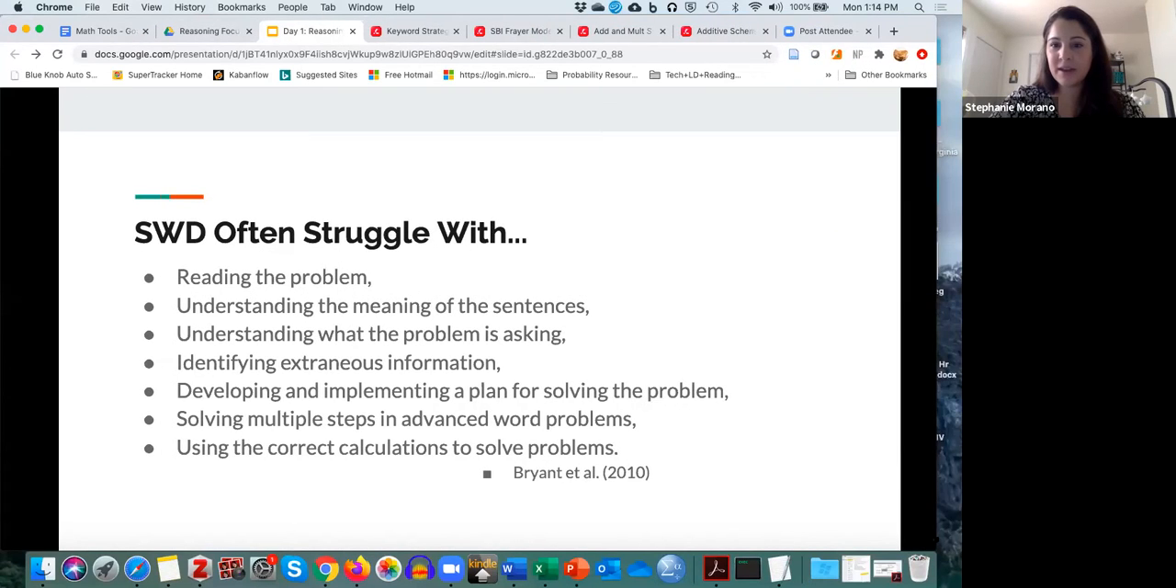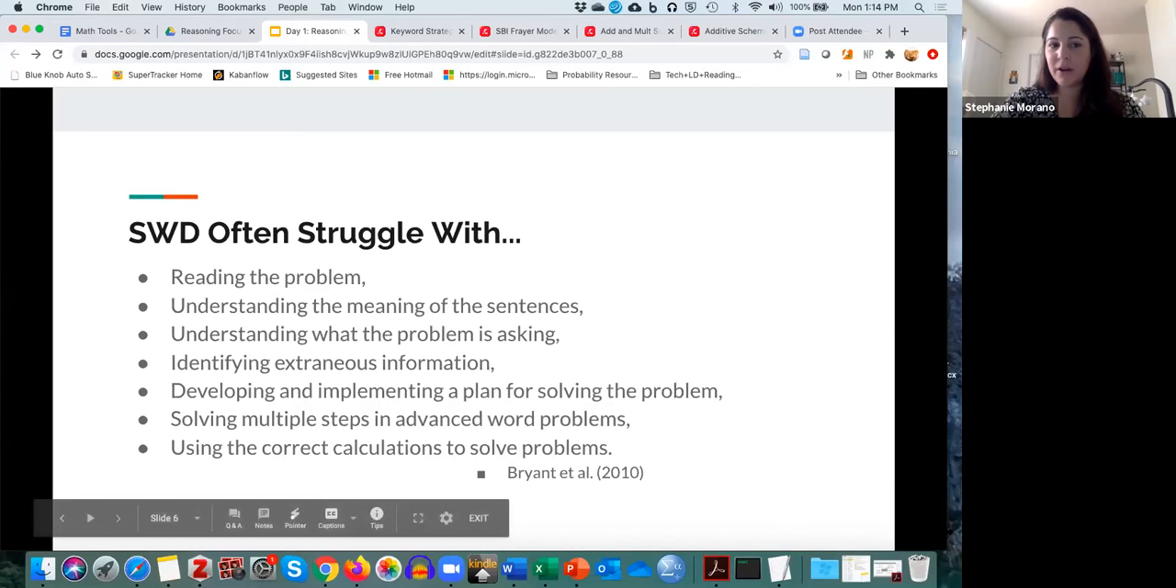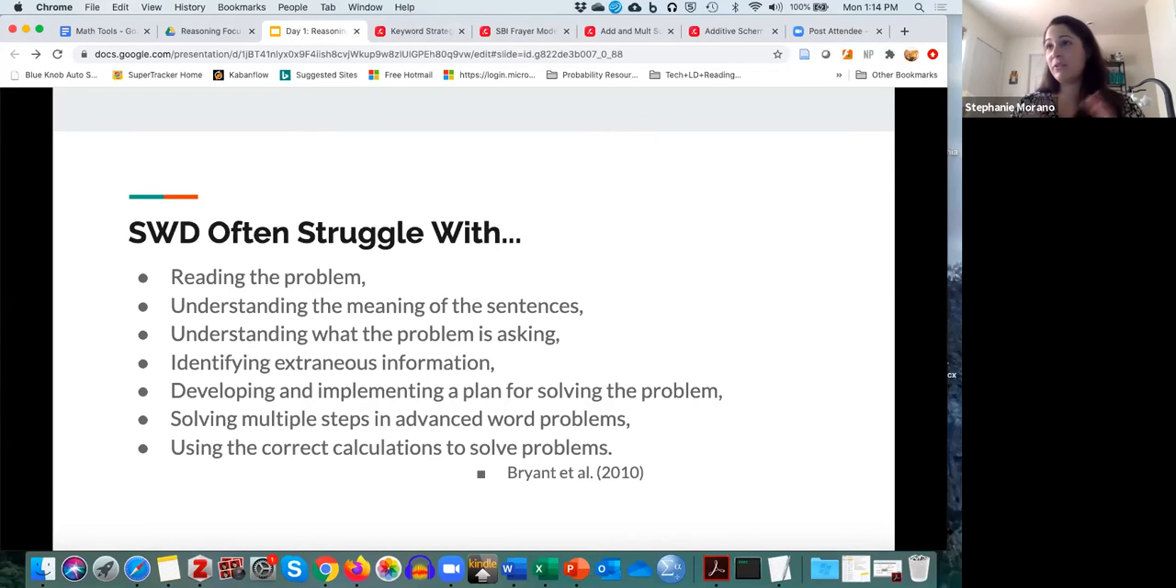Yeah, so that's great. And on the next slide, you'll see the first thing listed here is reading the problem, understanding the meaning of the sentences, understanding what the problem is asking. So those are all reading comprehension related. Being able to identify extraneous information or the parts of the problem we don't need to solve, coming up with a plan to solve, working through multiple steps without getting lost, and using correct calculations. So basically, all of the sub skills involved in problem solving are challenging, and particularly challenging for students with disabilities.